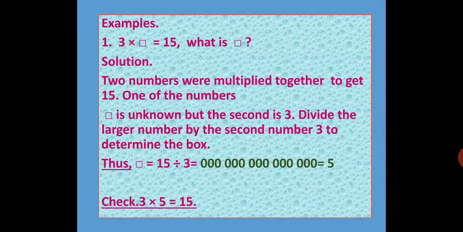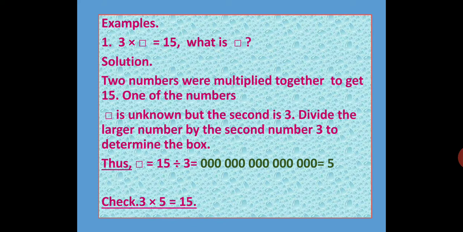Example number 1. 3 times box equals 15. Now, what is box? So we're going to find the box. Here is my solution. Two numbers were multiplied together to get 15. One of the numbers is box. So what is in the box?